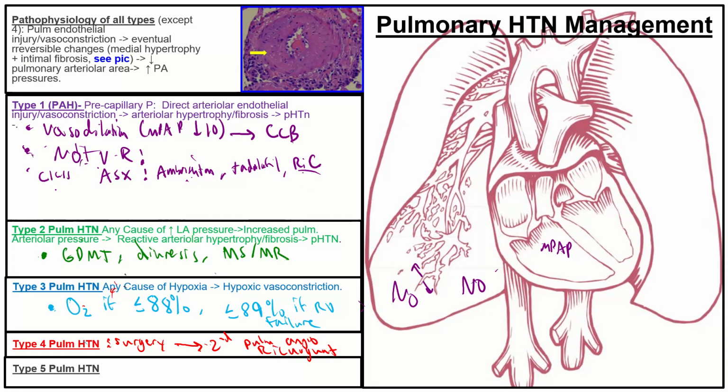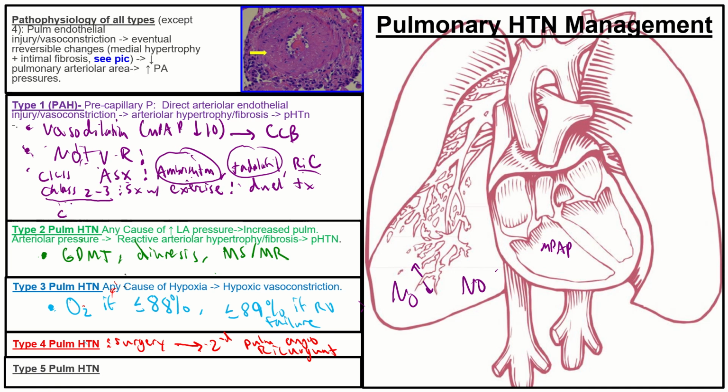If they are class 2 to 3, so these patients have symptoms with exercise, the newish trial is called the AMBITION trial, and usually you'll do dual therapy. The dual therapy you're usually going to do is tadalafil, which is what they did in the AMBITION trial, plus ambrisentan. It's shown that dual therapy is greater than monotherapy.